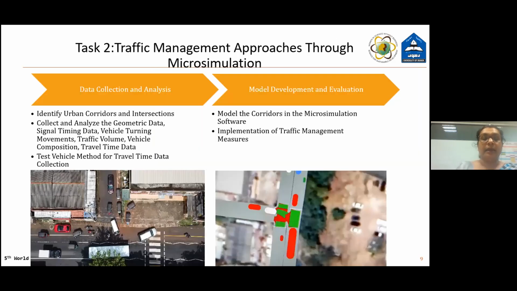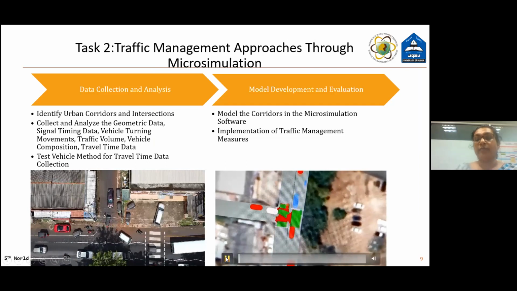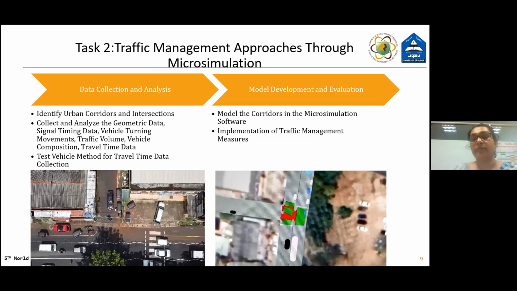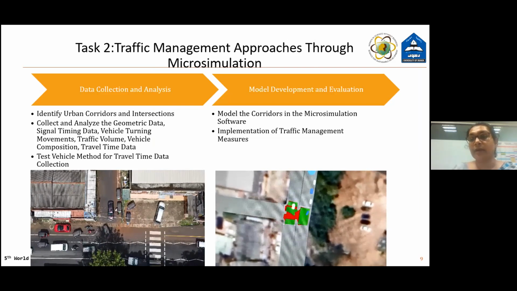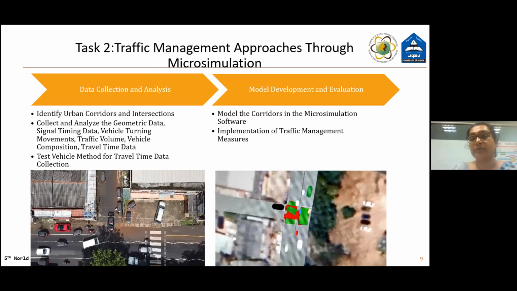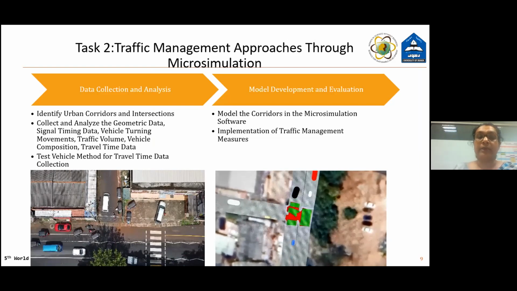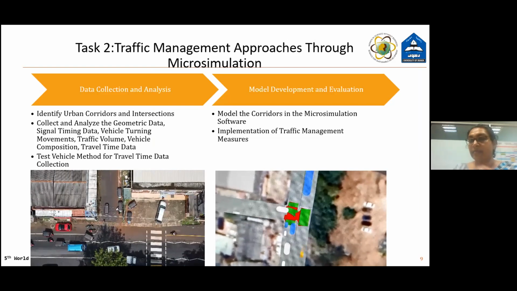And then we are using the micro simulation. Once we have found the optimum design, we simulate the traffic using simulation software. We are using a commercial simulation software for this purpose.